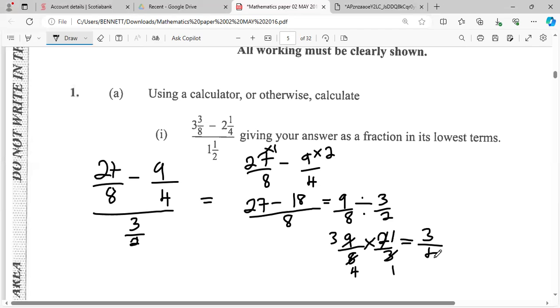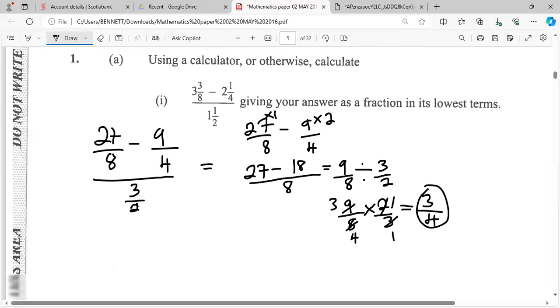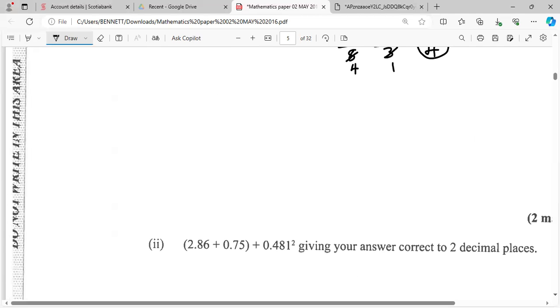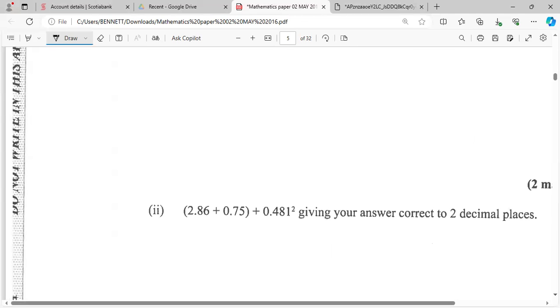And you would have gotten full marks for that one, and it's in its lowest terms. So that's 2 marks. But this one now, you're definitely going to need a calculator, to be more time efficient.